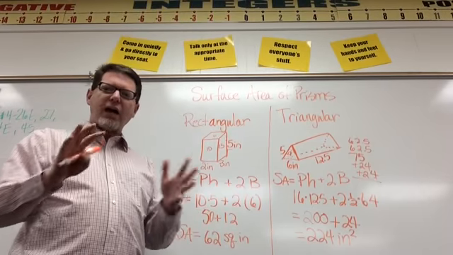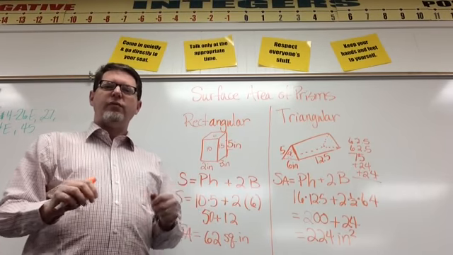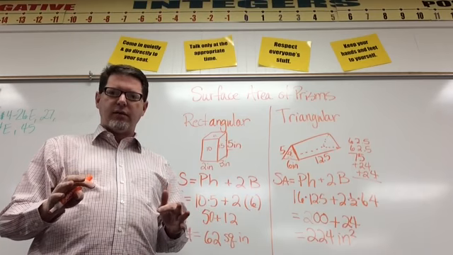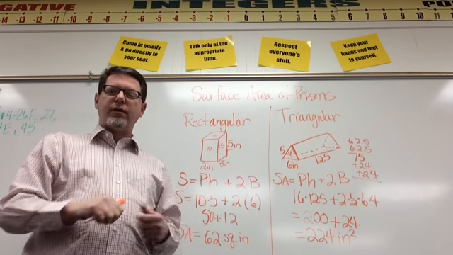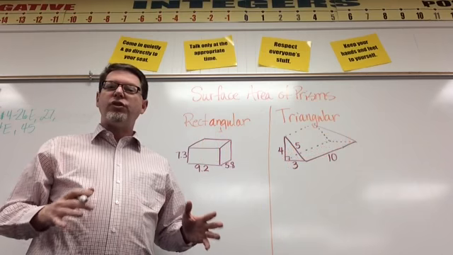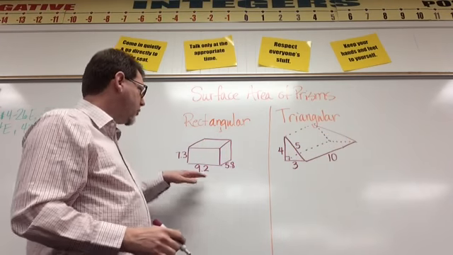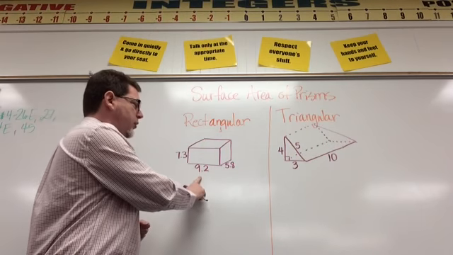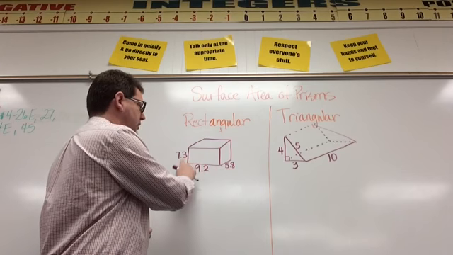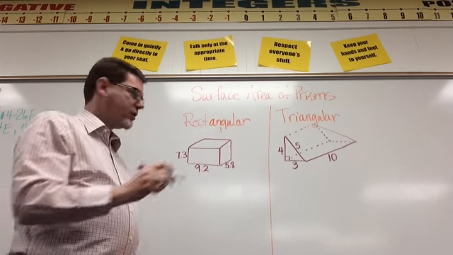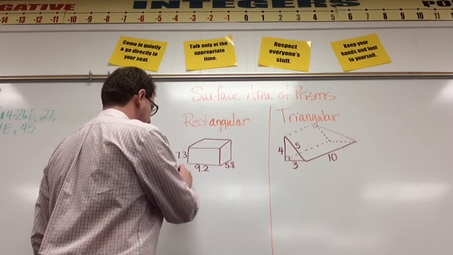Now that is a lot of information for one day, but we're going to go over it in class a little bit more. And I'm going to do 2 more sample problems in just a second. Now I have 2 more examples for you. A rectangular prism with dimensions 9.2, 5.8, and 7.3. So I'm going to write my formula down again.